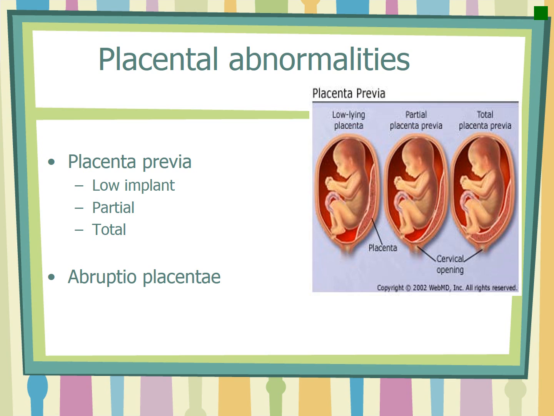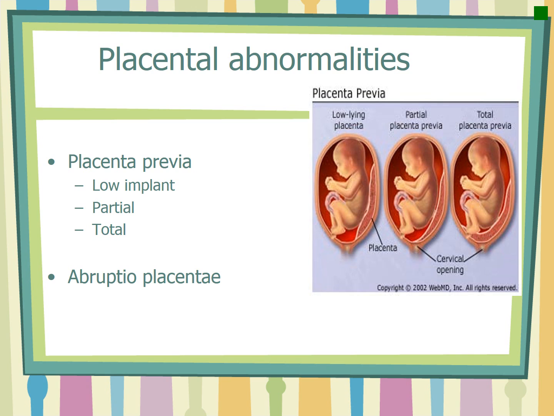Placental abnormalities. Placenta previa occurs when implantation occurs in the lower portion of the uterus. A low implant is when it occurs in the lower portion of the uterus but does not cover the opening. Partial is when it occurs in the lower portion of the uterus and covers part of the cervical opening, and total is when it covers the entire cervical opening.